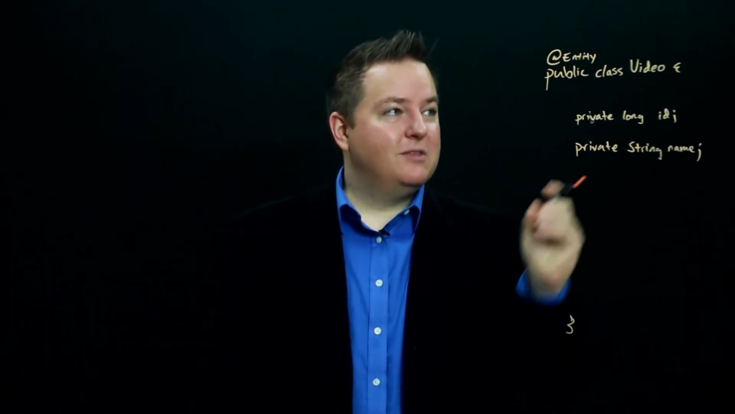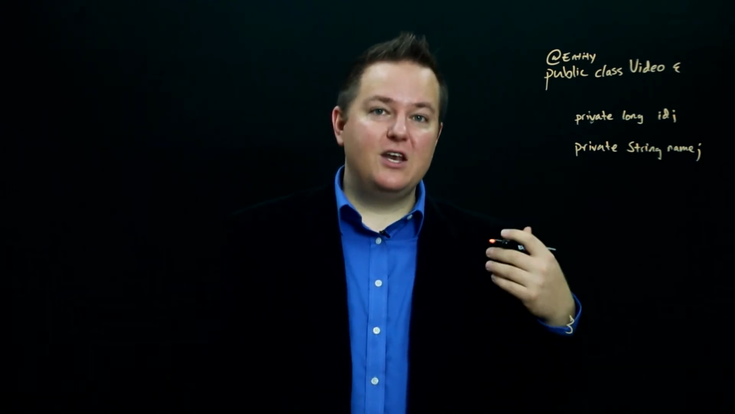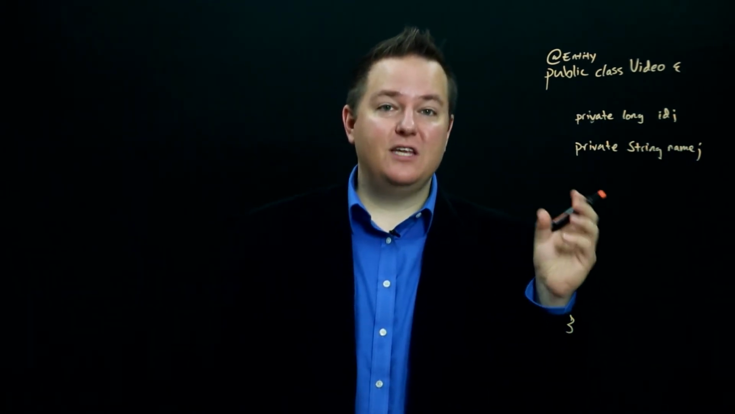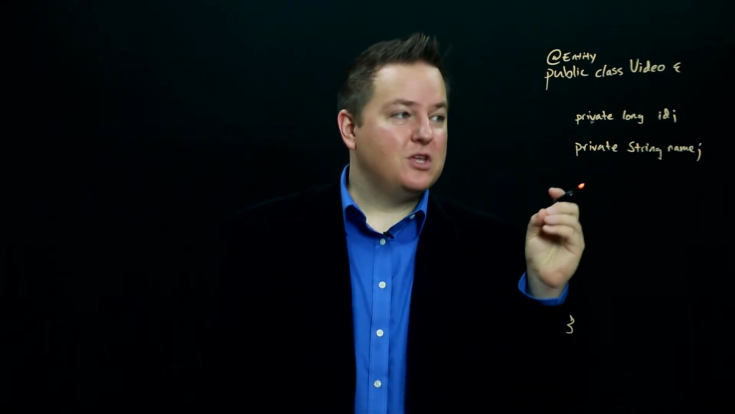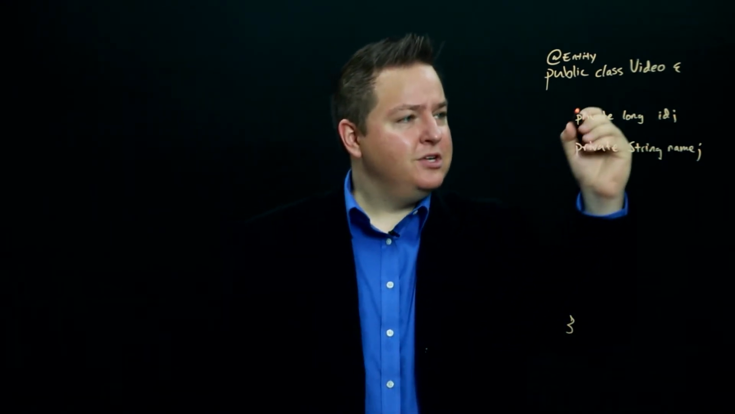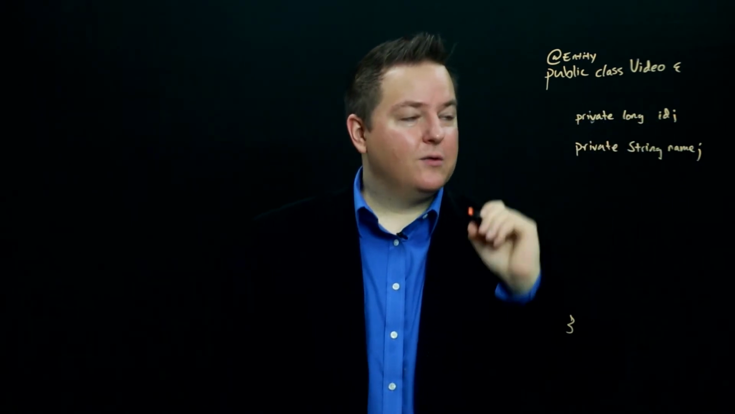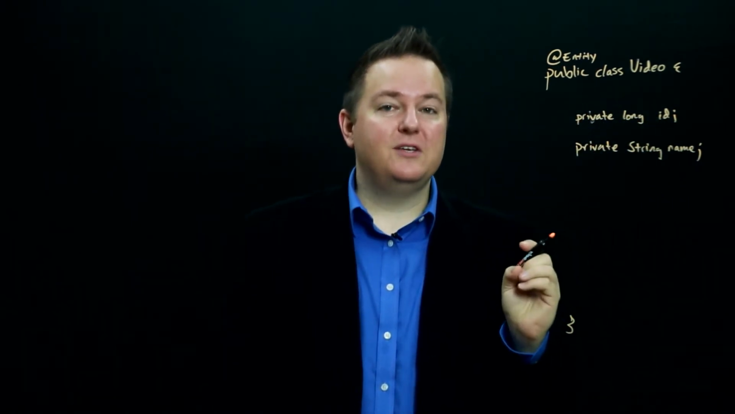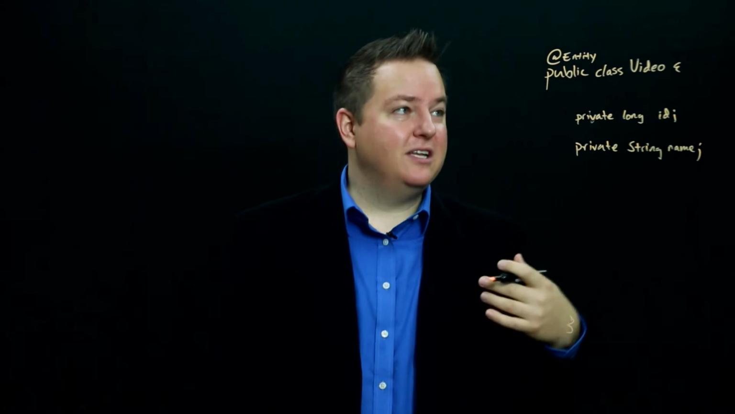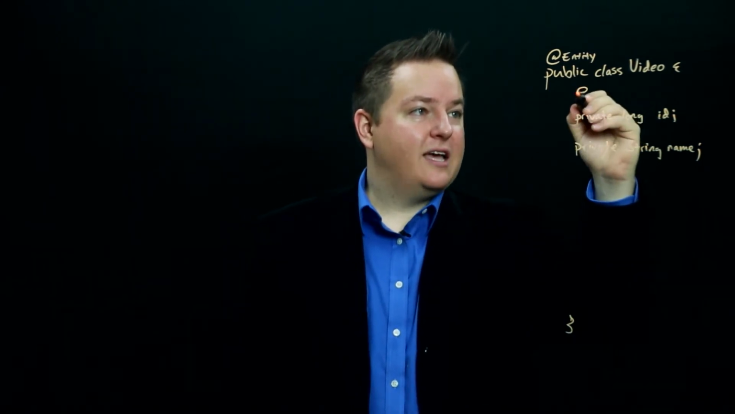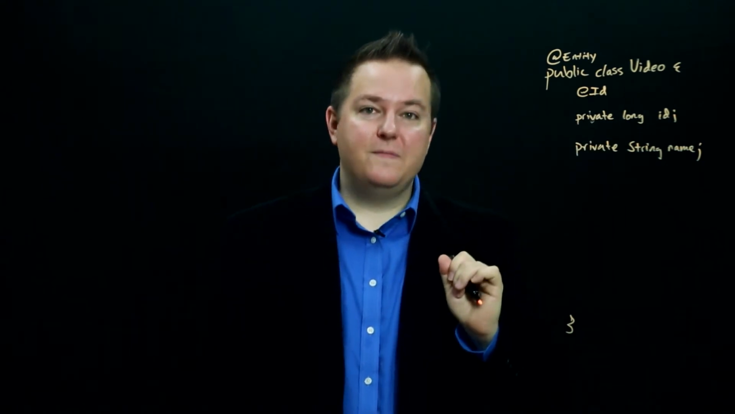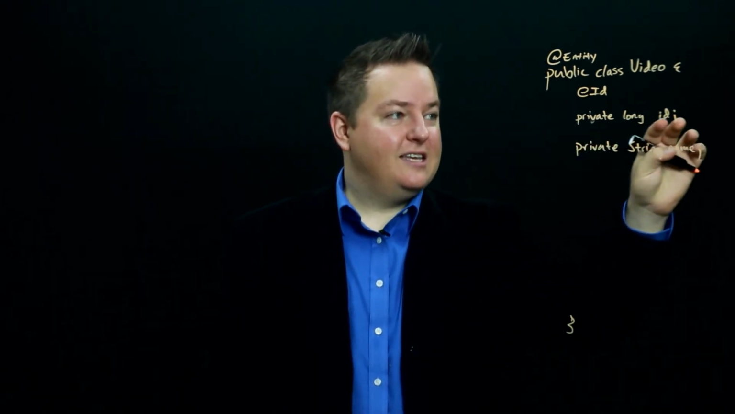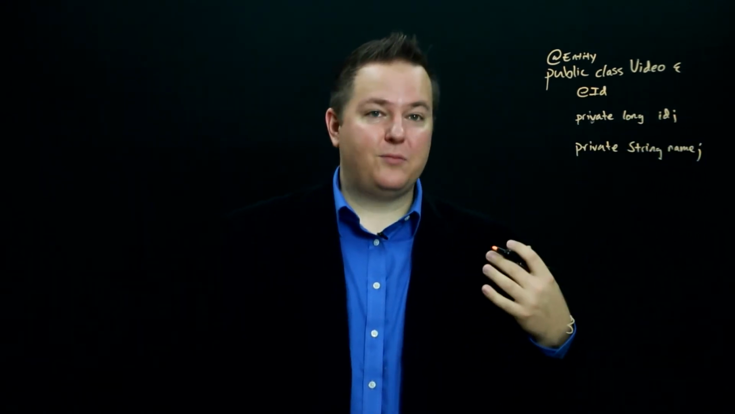But we need to do something equivalent so that we can know and address each of these video objects once they've been stored individually, and we need to do that with a unique ID. So to do that, we simply pick one of our properties that we know is going to be unique, or that we would like to be filled in with a unique value, and we say @Id. This is telling JPA that this ID right here is going to be our ID property.